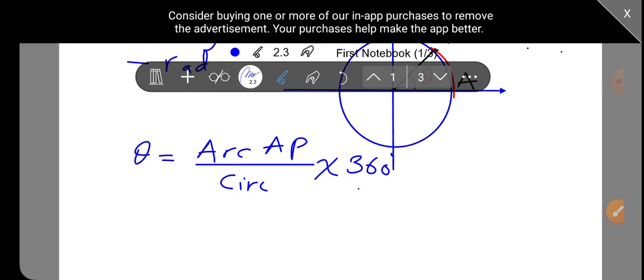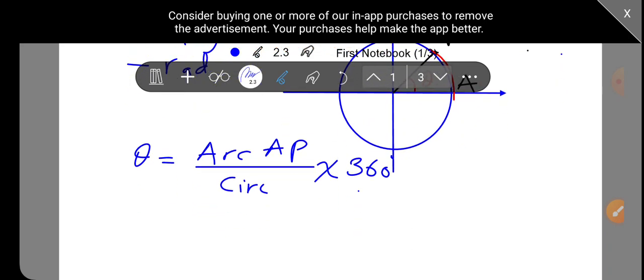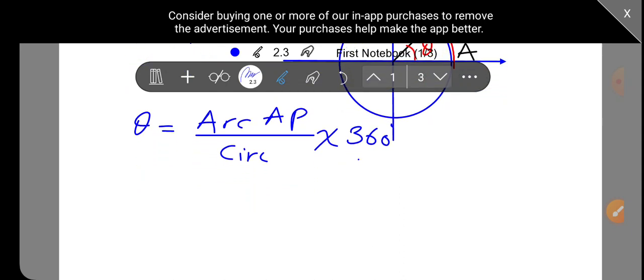Now let's get this one thing straight. How do we find the circumference? We understand that the circumference, circ, is equal to 2 pi r.